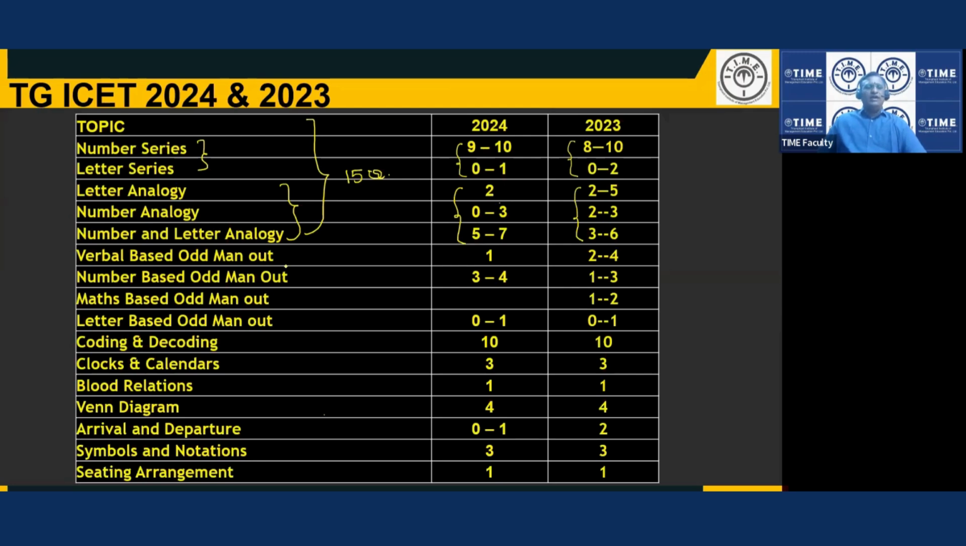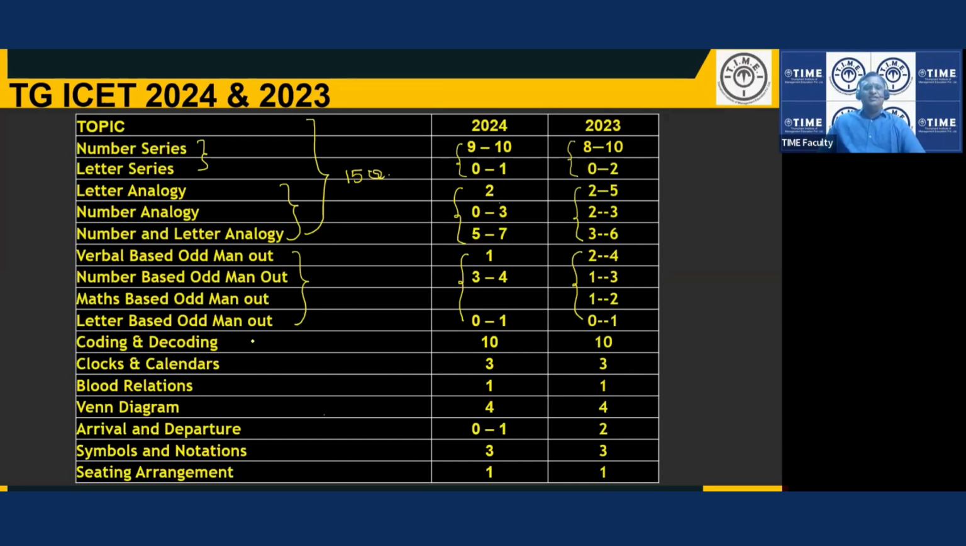Next, odd man out. Verbal odd man out, number based odd man out, mathematical based odd man out, and letter based odd man out. The concept is the same, related to numbers, letters, and mathematical equations. Mathematical equations means coordinate equations, and sometimes now matrices also. In 2024 the weightage is very less, approximately around 5, and 2023 had the same, around 5.